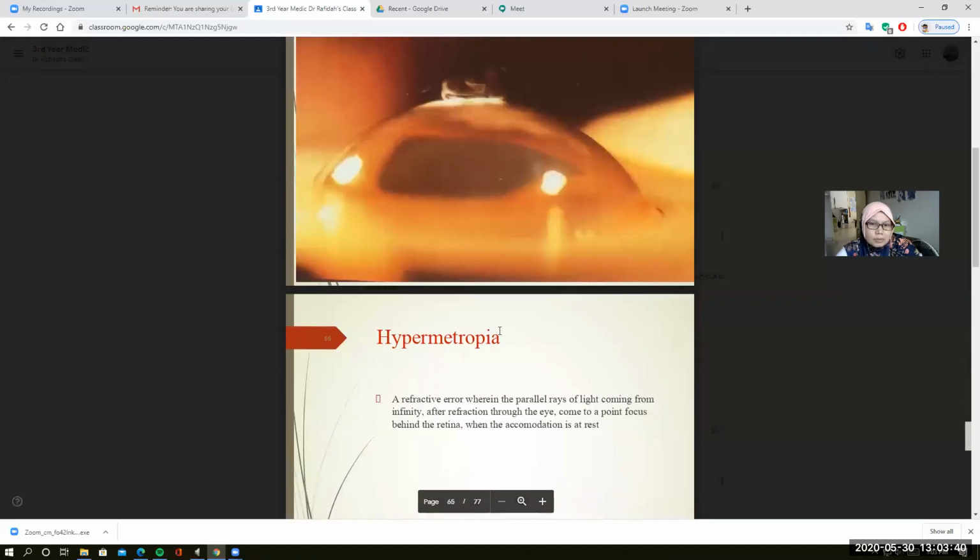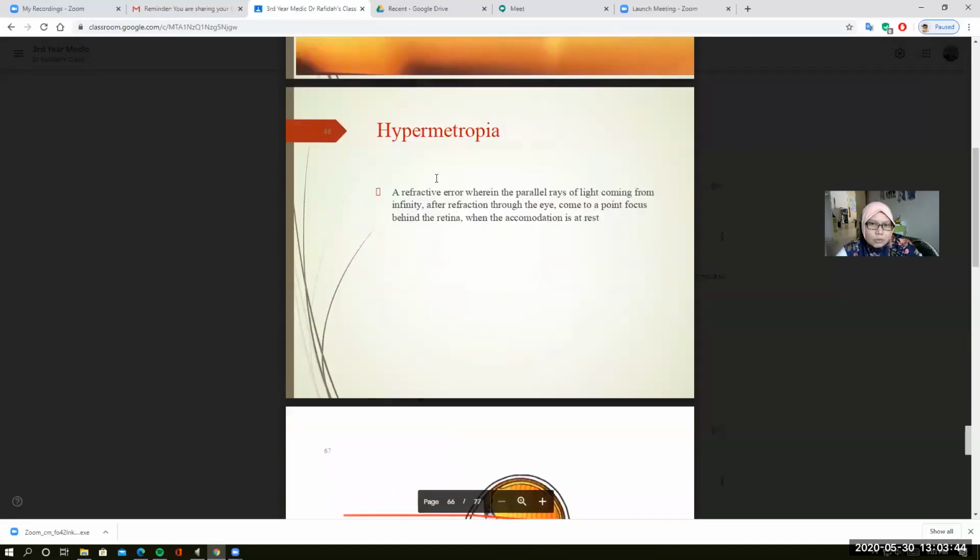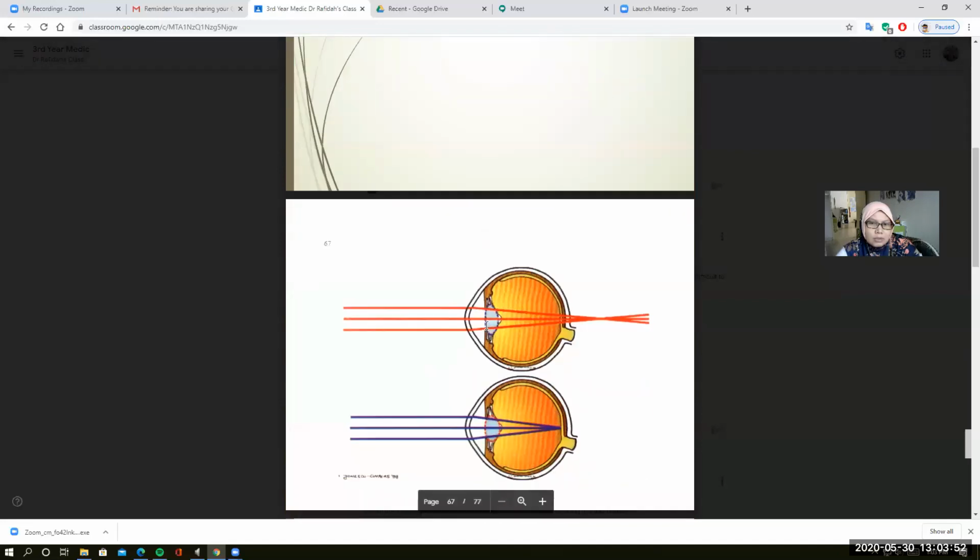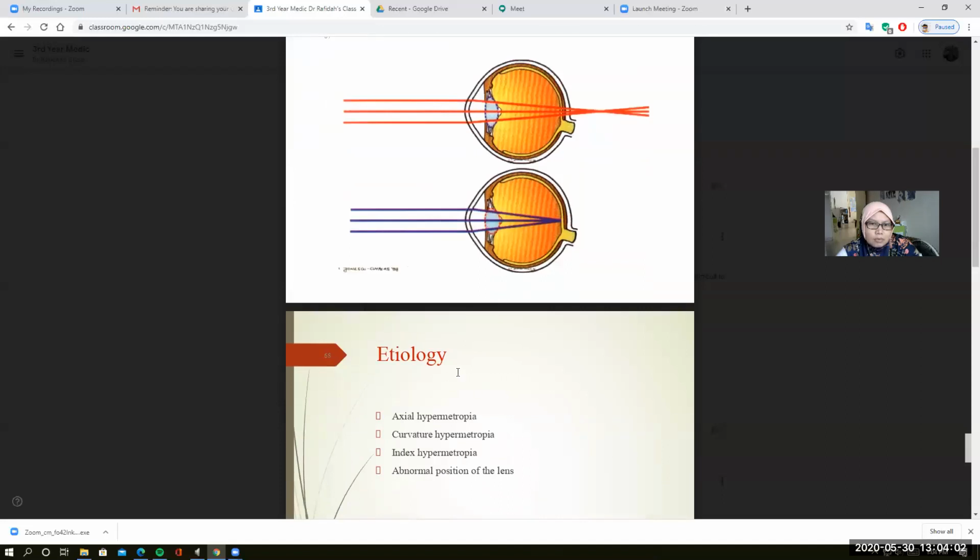All right. So next is hypermetropia, which is a refractive error wherein the light comes to a point focused behind the retina. Instead of being focused on the retina, like myopia, the light is being focused further away. So there must be a few factors involved.